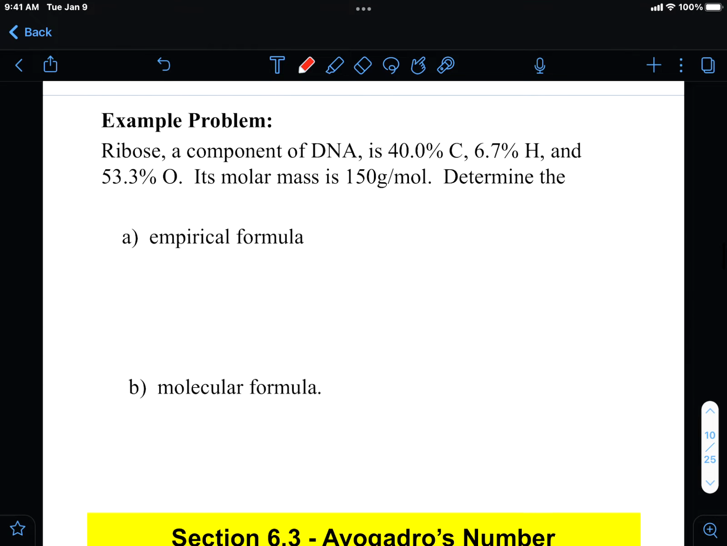So let's try one. Ribose. Remember ribose, as in deoxyribose? So it's in DNA, and we know that there's 40% carbon, 6.7% hydrogen, and 53.3% oxygen. And they tell us the molar mass. Now, the molar mass that is given, remember that this is the actual molar mass. Determine the empirical formula, then determine the molecular formula. Okay. First things first, we need to find moles.